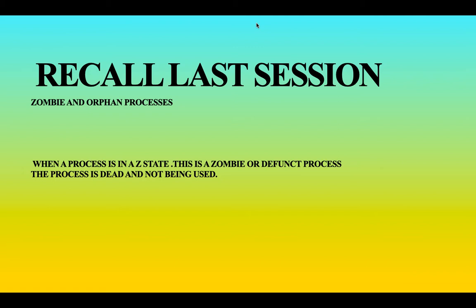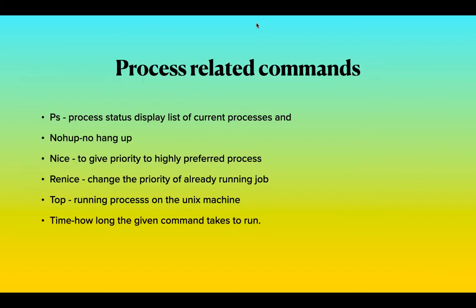If a parent process is killed and the child process is still alive, since the parent is already killed, this child process is called an orphan process. Whichever process is killed but is still in the process table, that process is in the Z state. This is called a zombie. A dead process is called a zombie process.